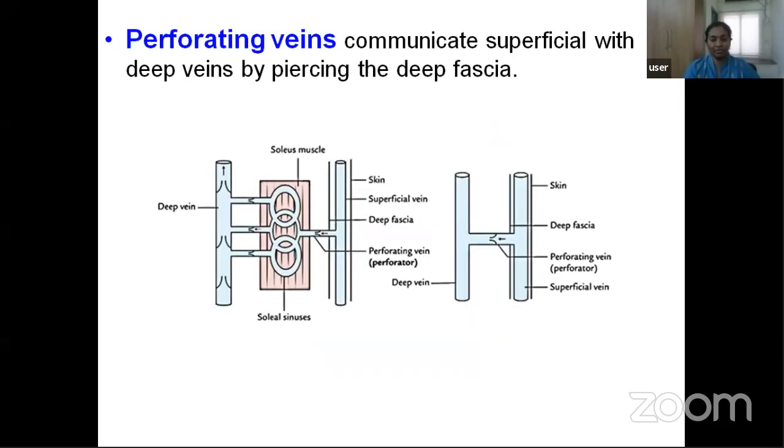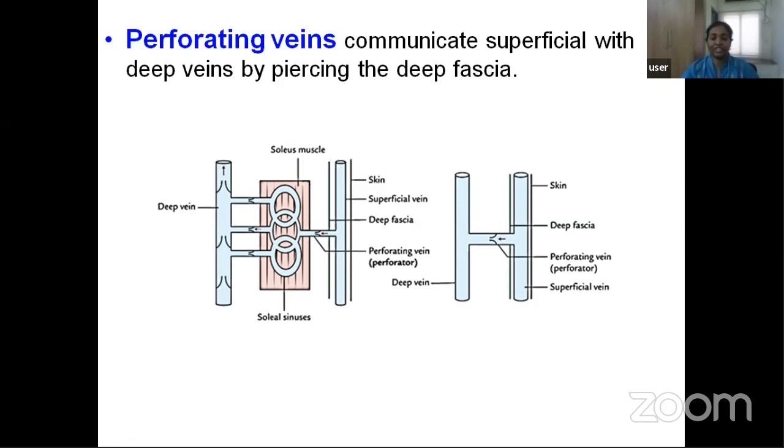Now, when we come to our lower limb, we have a special set of veins present. And these veins are called the perforating veins. Perforating veins communicate the superficial to the deep veins. As we all know, the veins will have valves. So always the blood flows from the superficial to deep because the valve direction is from superficial to deep and it's not in the reverse direction.